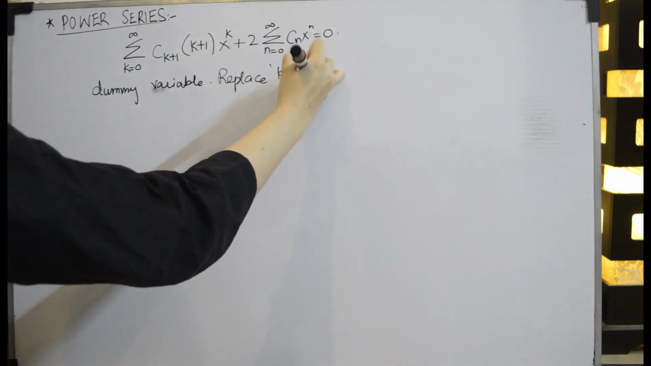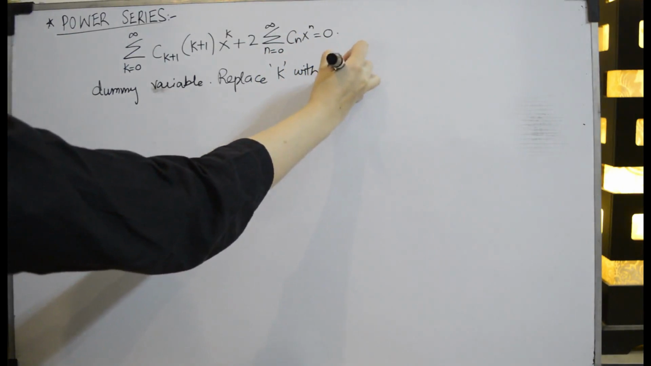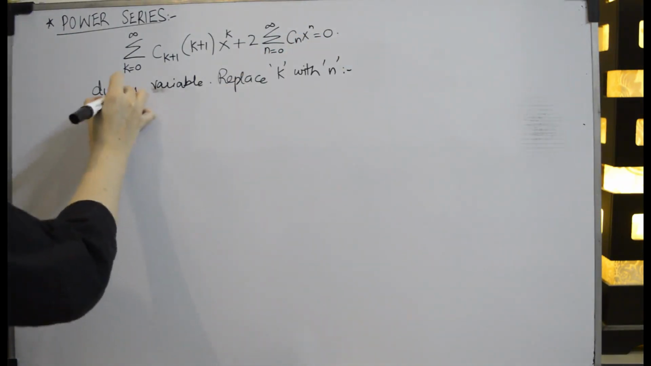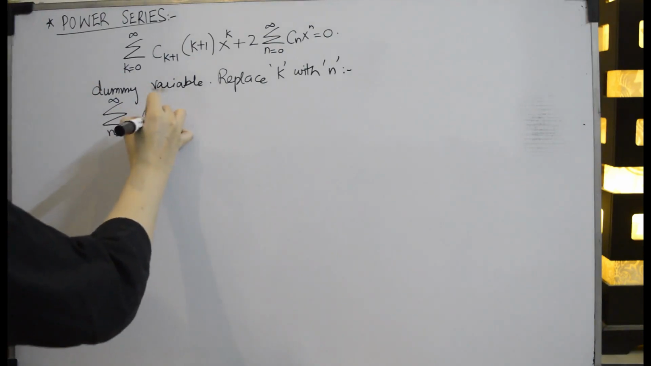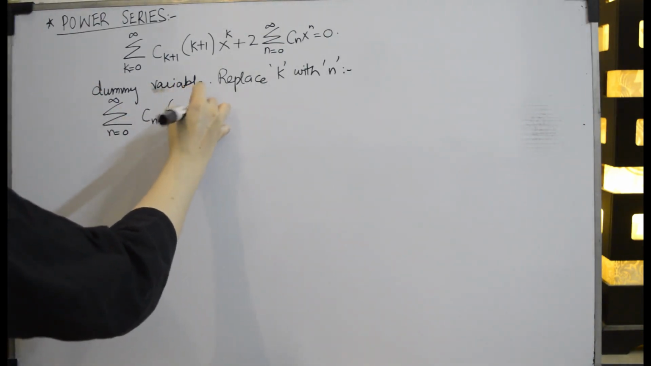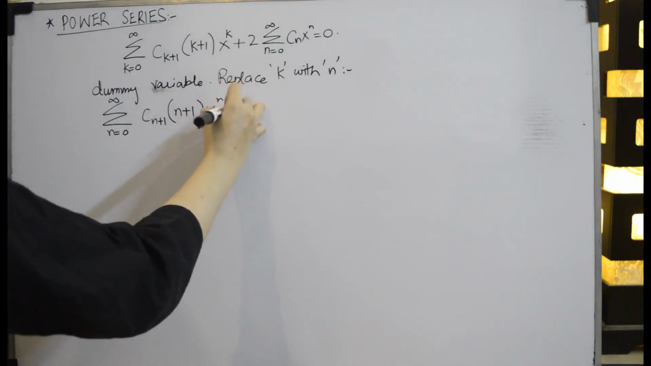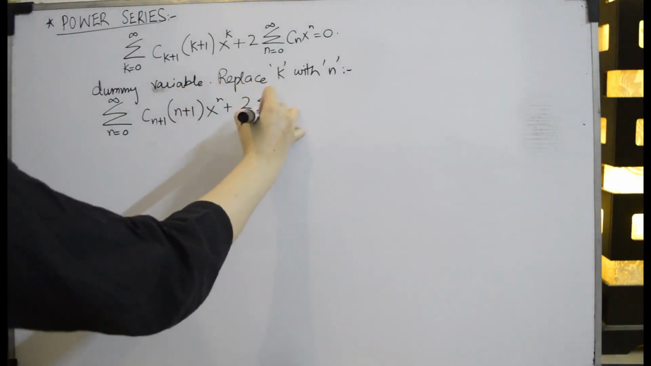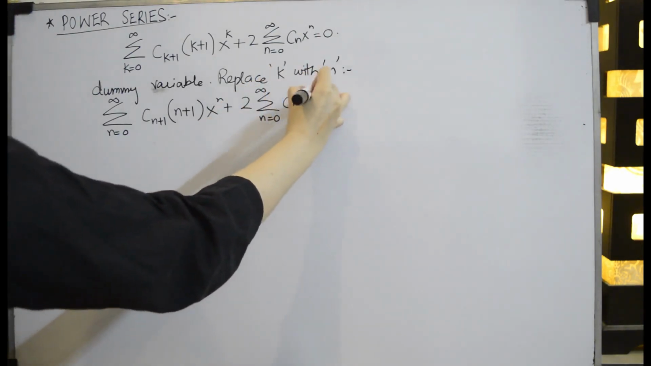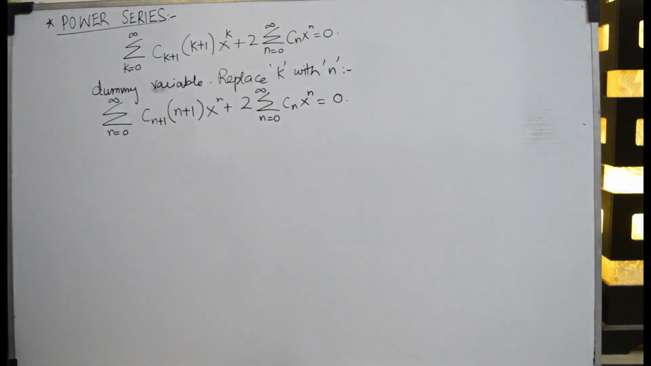With n, which means n starts from 0 to infinity. Cn plus 1 into n plus 1 x to the power n plus 2 into sum n 0 to infinity Cn x to the power n equals 0.